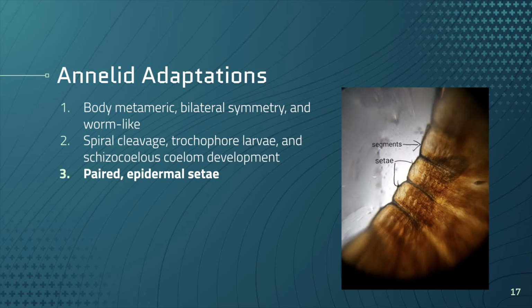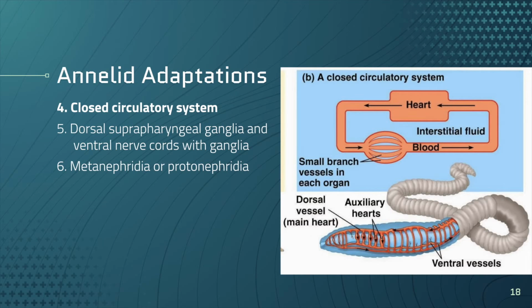Annelids have a closed circulatory system. Unlike the majority of mollusk species, with the exception of the cephalopods of course, the earthworm's blood vessels are connected and distribute blood throughout the animal.